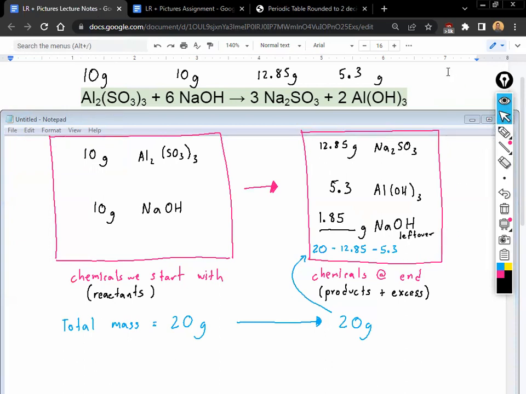Just two boxes, left side, right side. And all you need to do is write down how much of each chemical you have left over in there. Okay, so you do all the hard part during the stoichiometry. All you need to do for the drawing is figure out how much excess you have left over and just organize everything in the correct spots. Okay. And congratulations, guys. That is Unit 5.